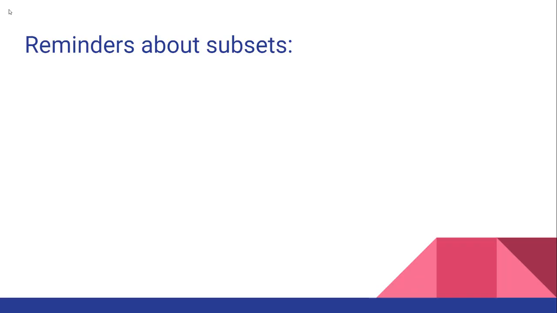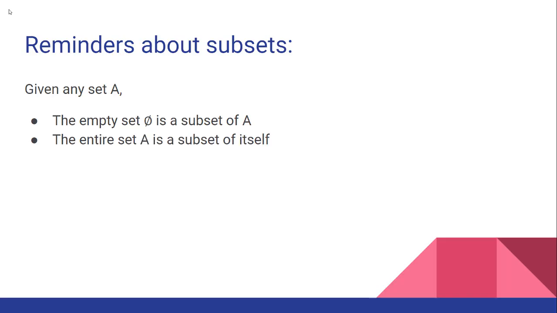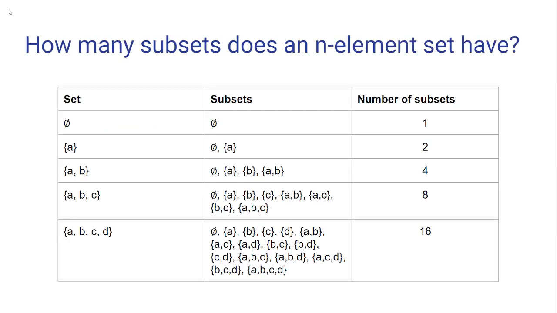First, given any set A, the empty set, or null set, is a subset of A. And this is because of the underlying logic of how being a subset is defined. And secondly, A is automatically a subset of itself, also by the logic of the definition of subsets. With that in mind, let's see if we can figure out a pattern in the number of subsets that a set with n elements has by first looking at some examples.